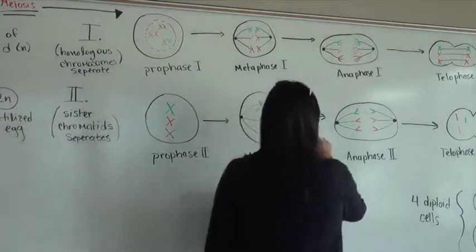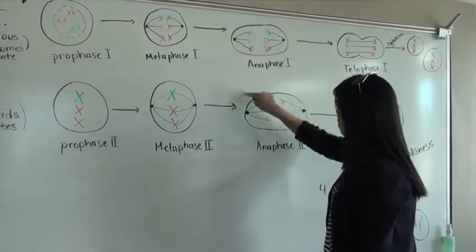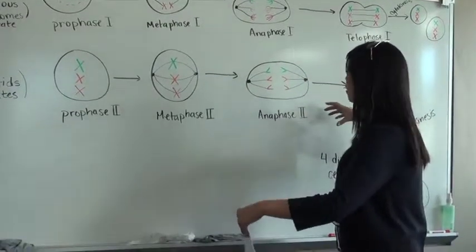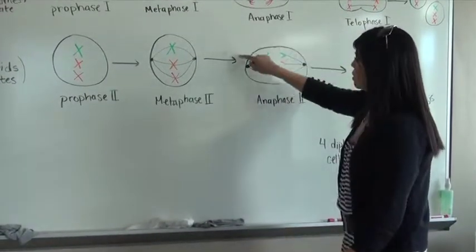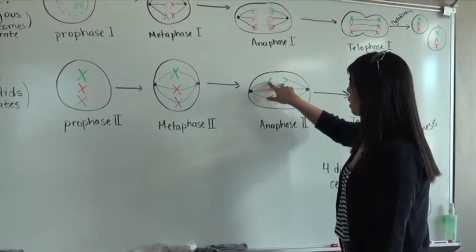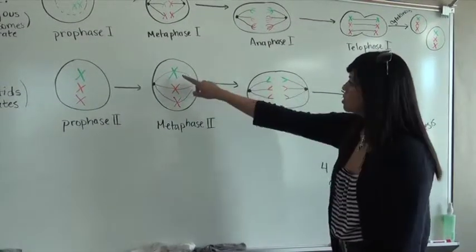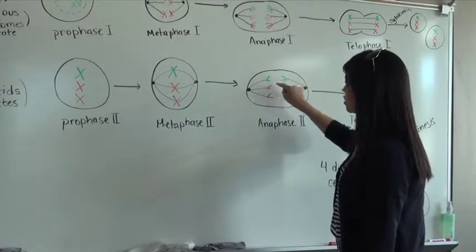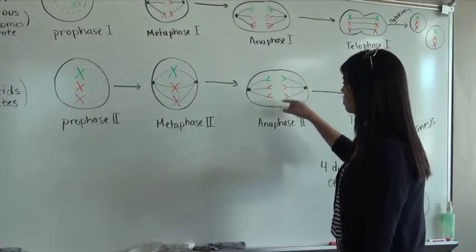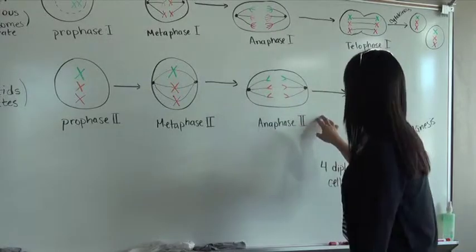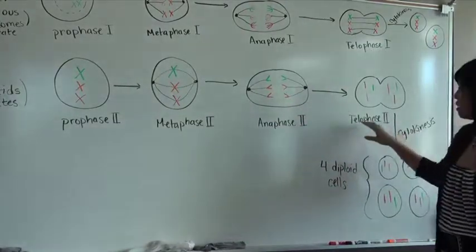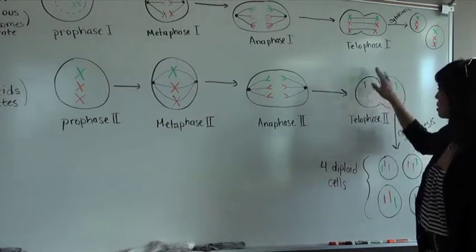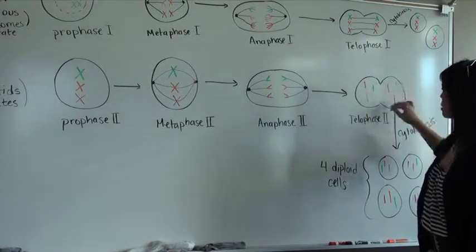Now in anaphase 2, this cell is going to stretch and get ready for telophase. These chromosomes have now been separated, and it's just the sister chromatids that are going on either side of the cell. Then we go on to telophase 2, and in telophase 2, these sister chromatids are on this side and this one on this side.